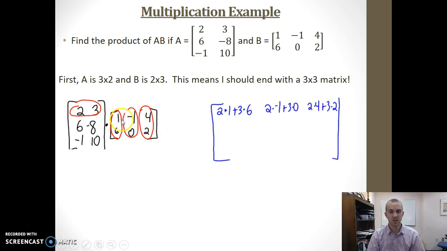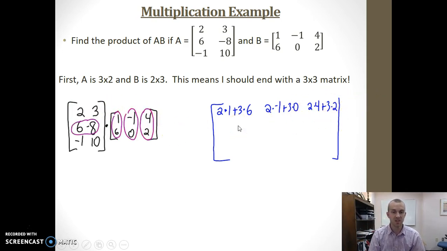So I can see 2 times 1 plus 3 times 6. That's going to give me my first element. Then I'm going to do 2 times negative 1 plus 3 times 0. That'll give me my second element in my row. And then 2 times 4 plus 3 times 2, and that'll give me my third element.